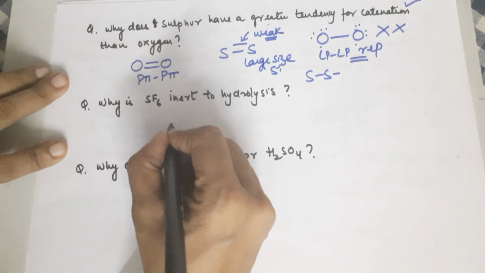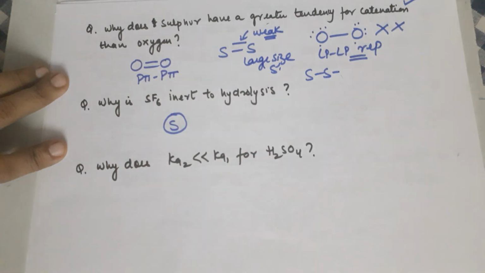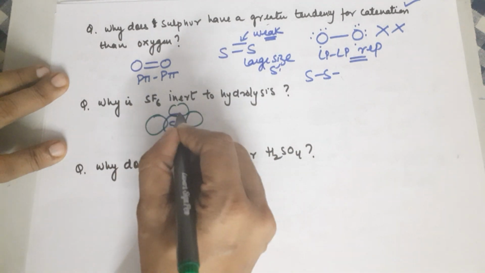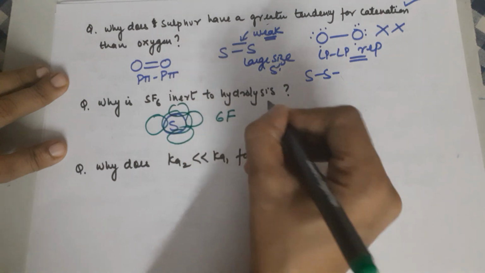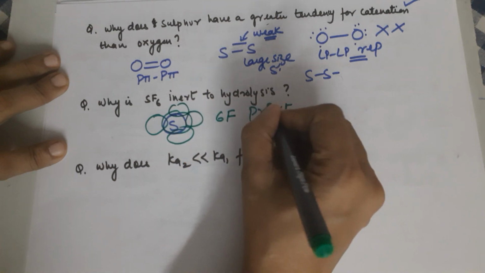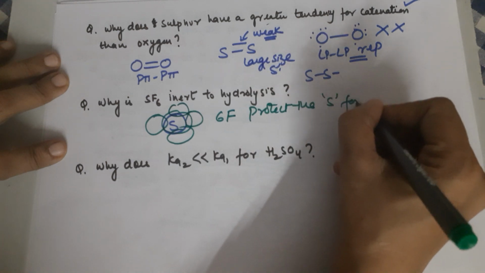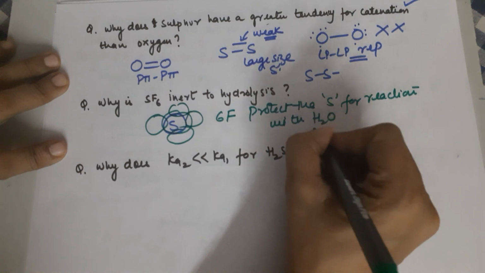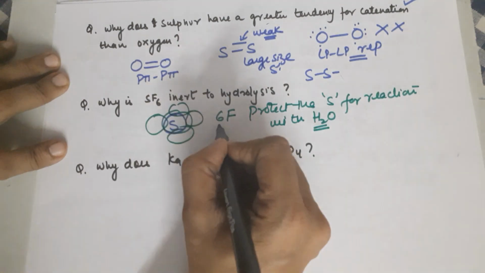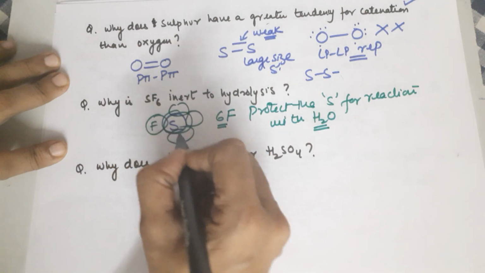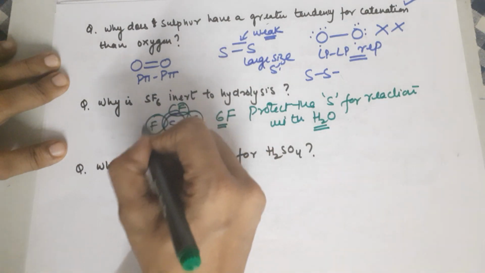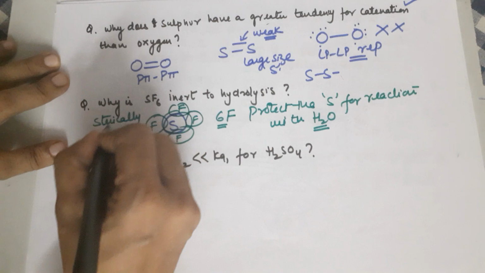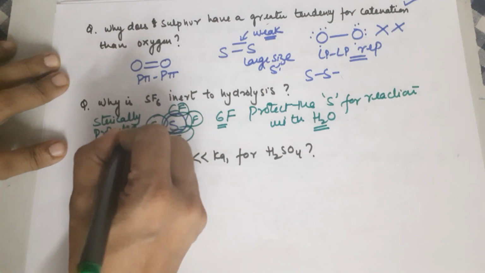SF6 is an inert molecule because the sulfur is surrounded by 6 fluorine atoms around it, and these 6 fluorine atoms protect the sulfur from reaction with water. Hence, the presence of the 6 fluorine atoms around the small sulfur atom causes it to be sterically protected. That is, in space. Sterically protected means protected all over.